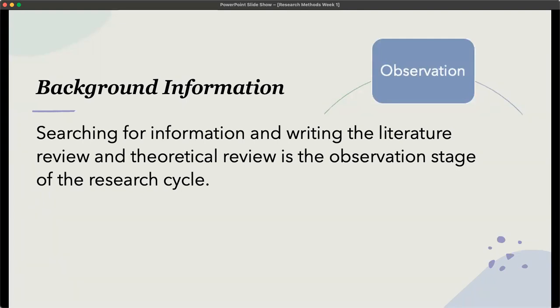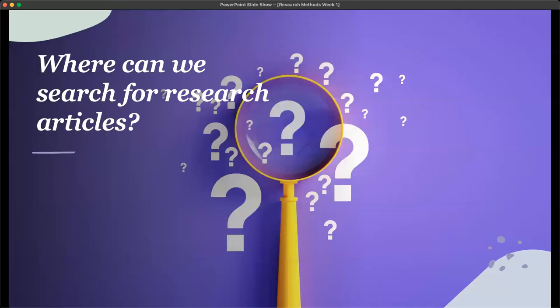This is where we're going to search for information and write the literature review along with the theoretical review. And so we're going to discuss how to do that today, where to find the information that you need, how to read critically, and also some strategies for writing. So first, where can we search for research articles?